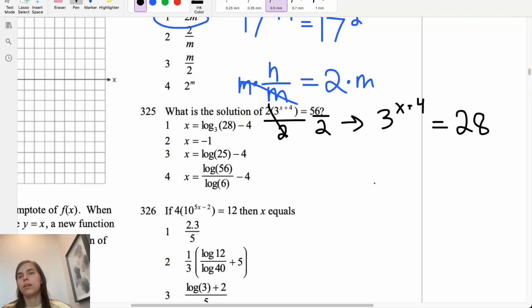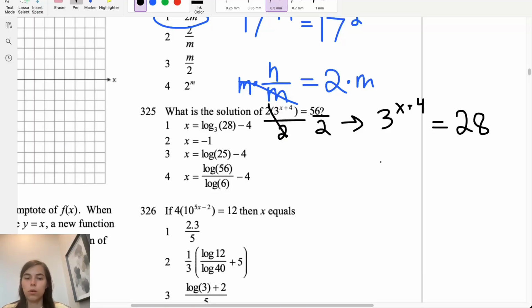And now at this point we'd say, what number has to be the exponent here in order to get to 28? Well, it's not going to be that nice of a number, but what we can do is turn it into log form, and that's what always is recommended. Whenever you have a variable in the exponent, put it into log form. We don't want that variable in an exponent. We want it down on the ground.